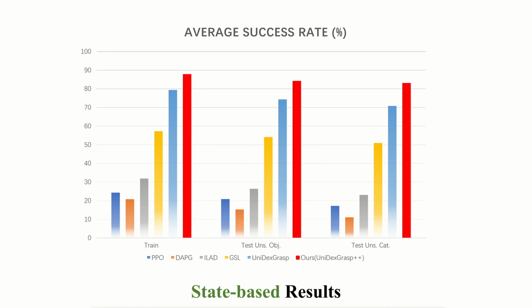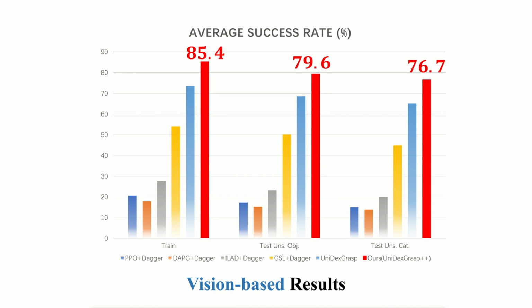We compare our method with the previous method and evaluate them on the training set, the test set consisting of unseen objects, and the test set of objects from unseen categories. The result shows that our method improves the performance significantly under the state-based setting. For vision-based policy, our method also outperforms the previous SOTA methods by a large margin.